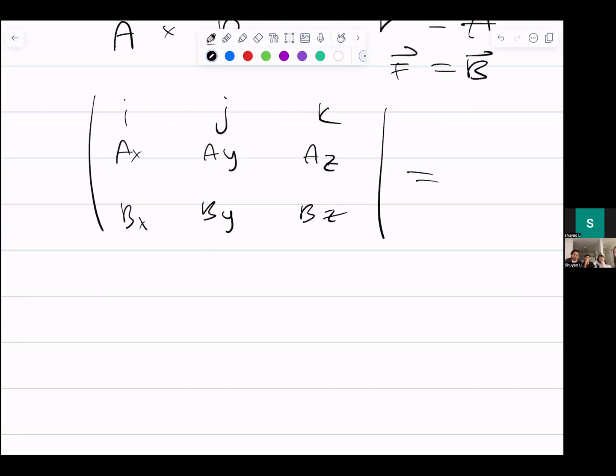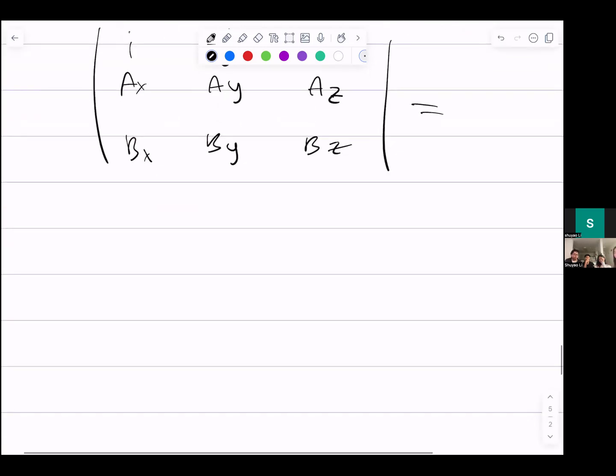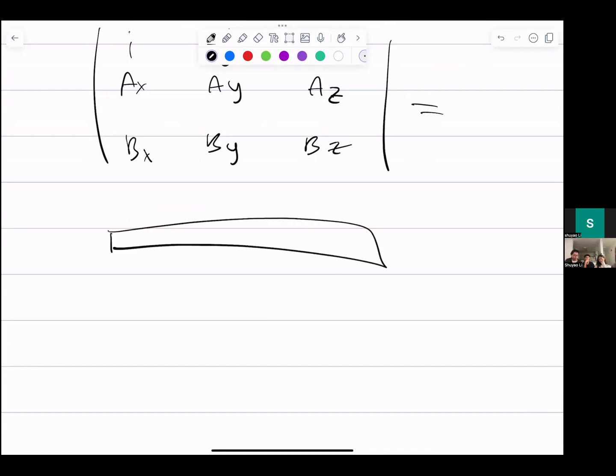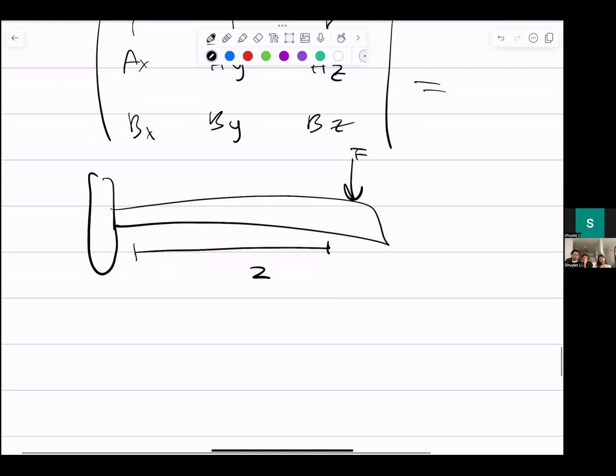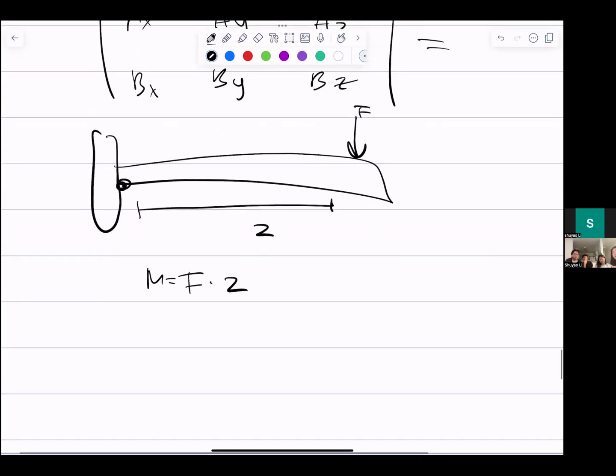When we're in 2D though, sometimes you can just multiply. So for example, if we had a fixed support here, this is a bar, and there's a force being pushed down here, this distance is 2. The moment about this point would just be 2F. And that's the moment. We don't have to use a cross product here. That's a good question.